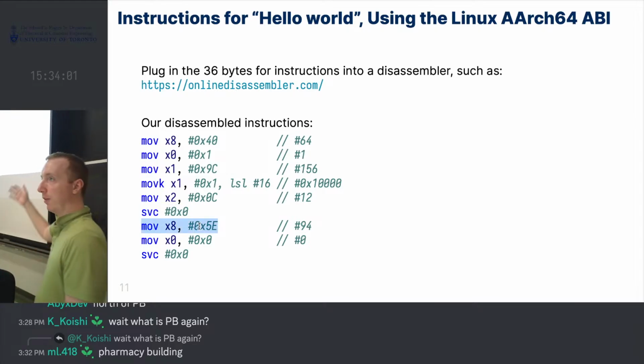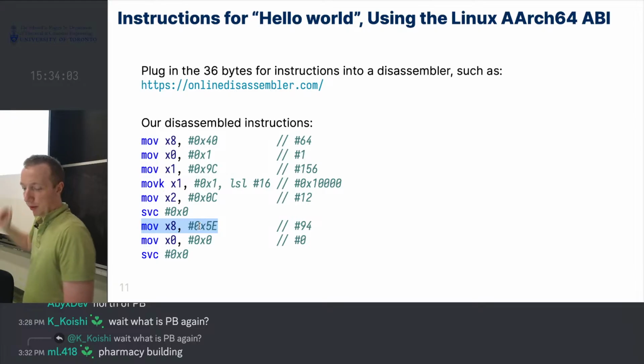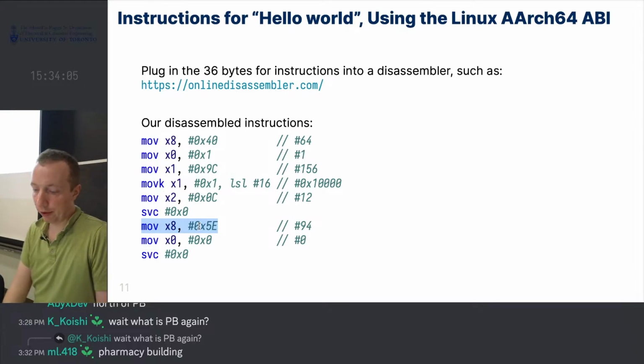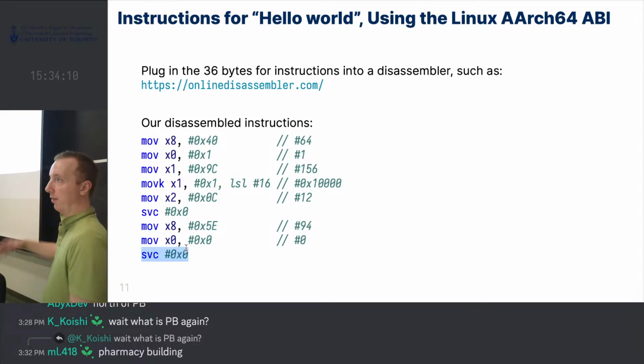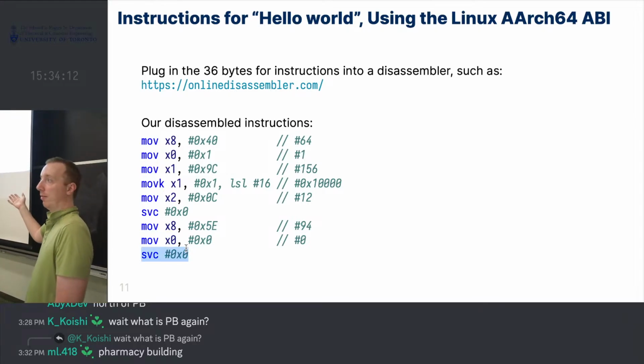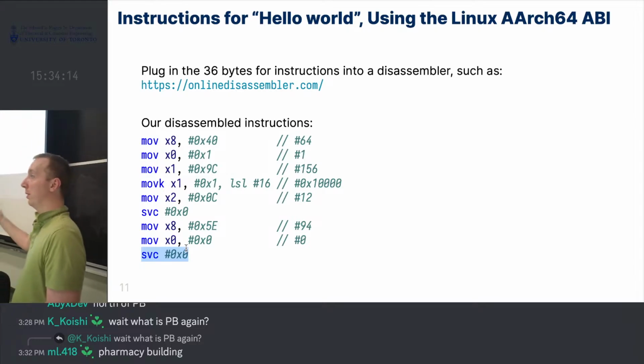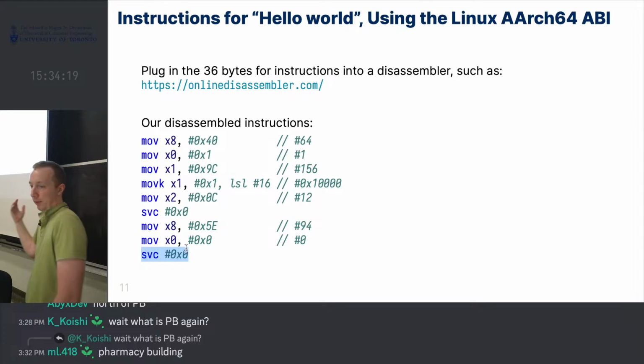So we're going to do a different system call. We want to do exit group. It happens to be number 94. And then the argument we give it is 0. And then we do an SVC instruction. So that does another system call. And because it's exit group, our process is dead now, and it can't execute anything, so it doesn't exist anymore.